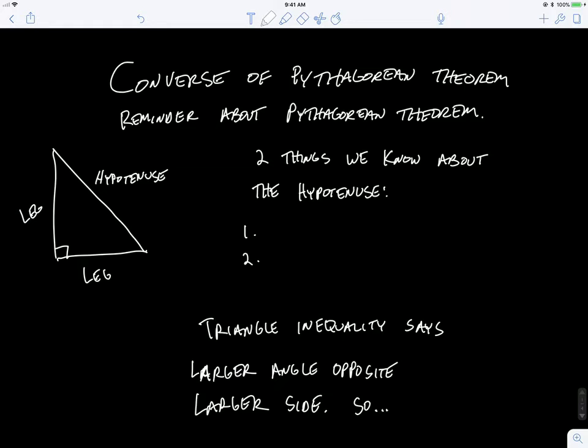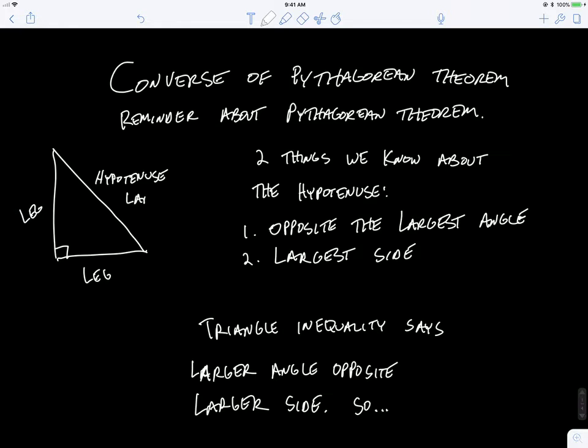Okay, so we're talking about the converse of the Pythagorean theorem here, and we're going to talk about what we're using it for. But first, there are two reminders about the Pythagorean theorem. Two things we know about the hypotenuse. Number one, it is opposite the largest angle, which in a right triangle is 90 degrees. That's what makes it a right triangle. And it's also the largest side. So the hypotenuse is the largest side, and it's opposite the largest angle.